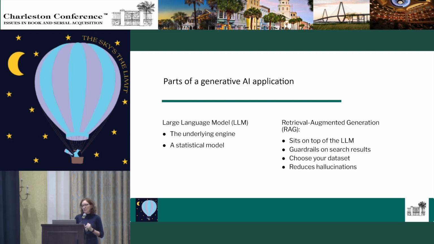So there are two parts of a generative AI application. There's the large language model, the LLM, and this is the underlying engine. It's a statistical model, and it predicts what word should come next based on a prompt. The retrieval augmented generation layer, the RAG, is what I evaluate when I evaluate an AI application. So this is a layer that sits on top of the engine. It provides guardrails on search results. It allows you to choose your data set.